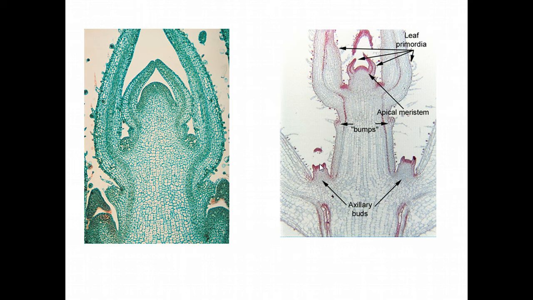So we can look at these then. All the cell division occurs right here. And if we decapitate this thing, these will start growing, and they become new apical meristems.